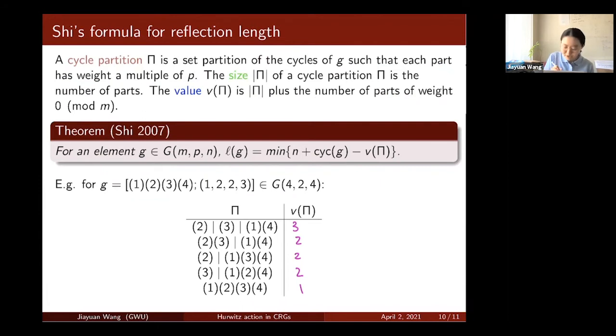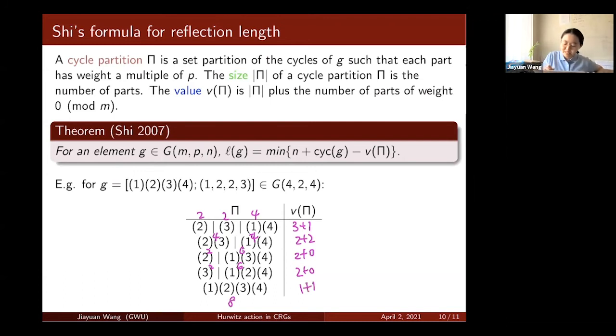Okay, so in the first cycle partition, the weight of the first part is 2. This is also 2. This is 4. There is one part that has weight 0 mod 4, so we add 1 to it. And then for the second partition, both parts have weight 4, so then we add 2. The next one, the first part has weight 2, the second has weight 6. No part has weight 0 mod 4, so plus 0. Exactly the same thing for the next partition. In the last partition, it has weight 8, which is 0 mod 4, so plus 1.